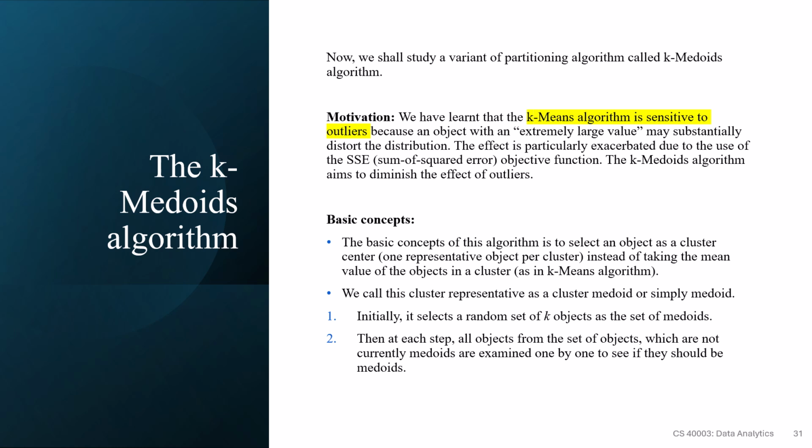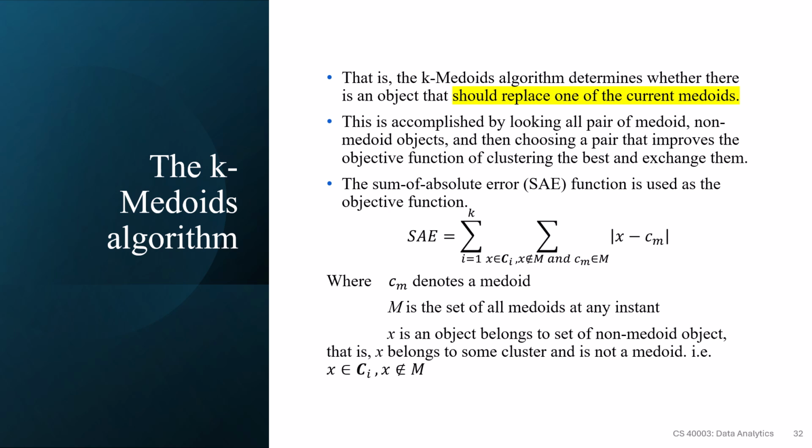Step 1: initially it selects a random set of k objects as a set of medoids. Then at each step, all objects which are not currently medoids are examined one by one to see if they should be medoids. The k-medoids algorithm determines whether there is an object that should replace one of the current medoids. This is done by looking at all the pairs of medoid and non-medoid objects and then choosing a pair that improves the objective function of clustering the best, and exchanging them.